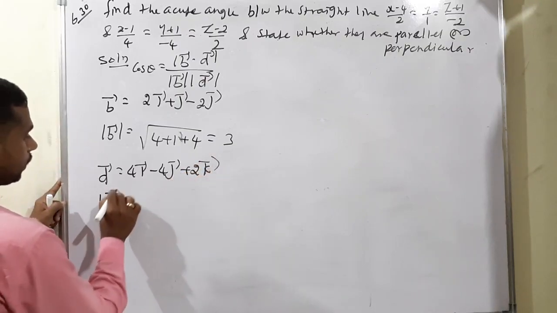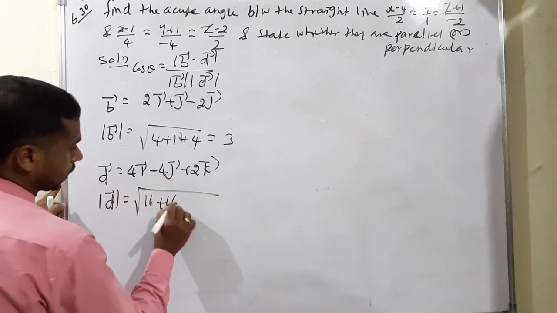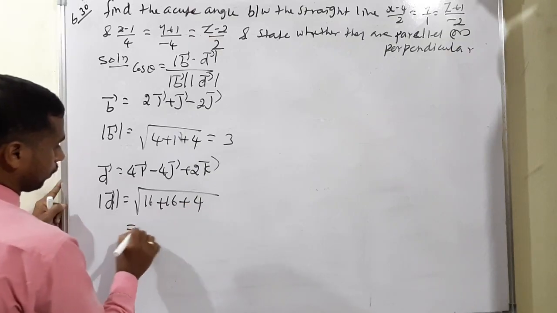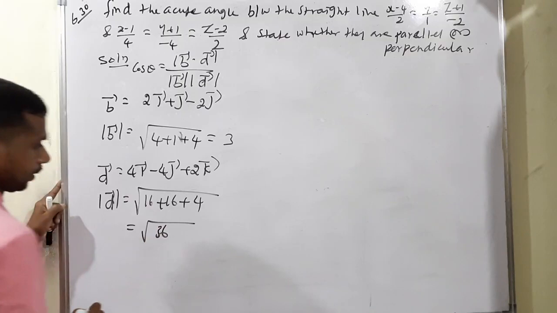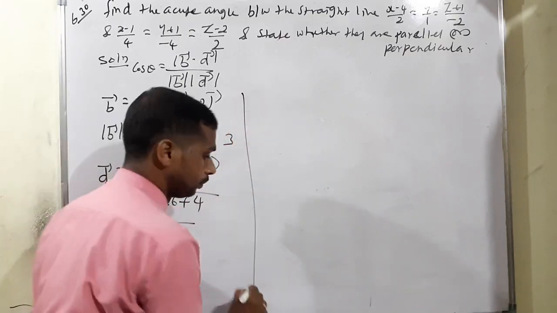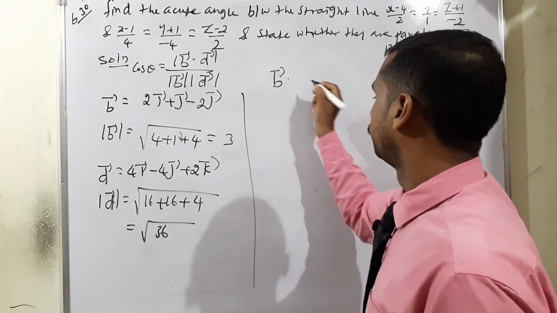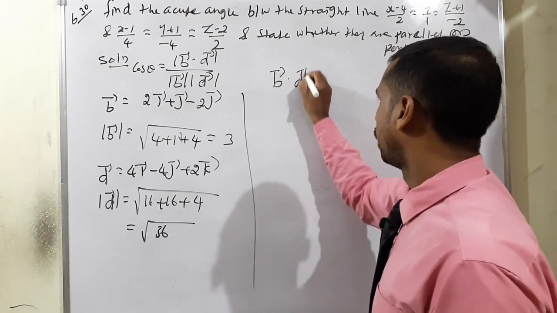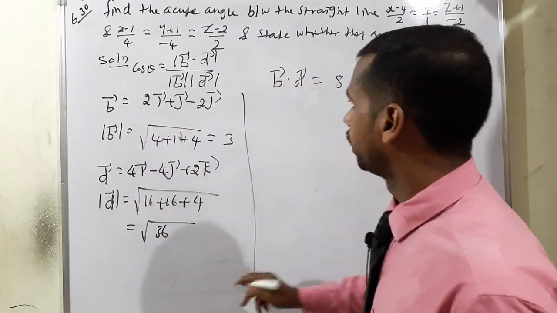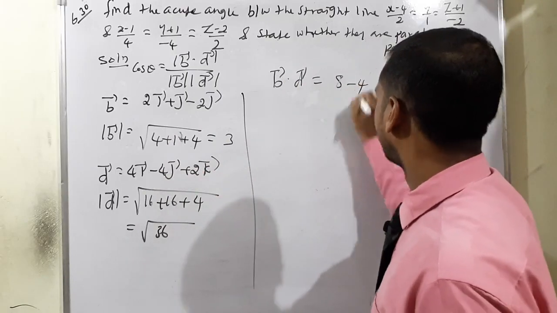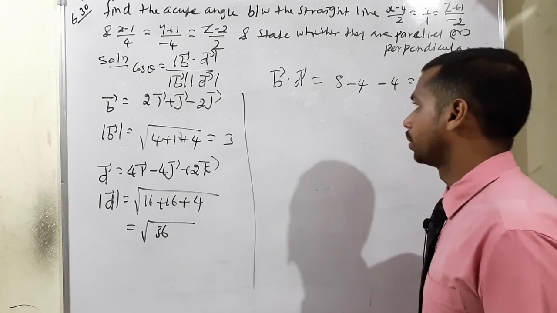Then D vector is equal to 4 I vector minus 4 J vector plus 2 K vector. Therefore, the modulus of D vector is the square root of 4 squared means 16, again 4 squared means 16, again 2 squared means 4. 16 plus 16 is 32, 32 plus 4 is equal to 36, isn't it? Now before moving to the formula, let's simplify B vector dot D vector: 2 into 4 is positive 8, 1 into minus 4 means minus 4, again minus 2 into positive 4 means minus 8. So the value we have is 0.